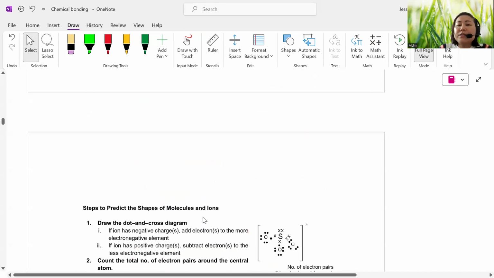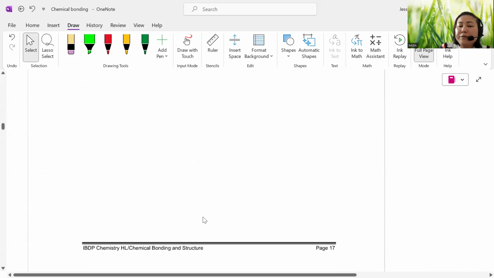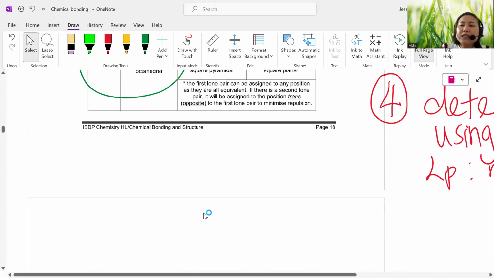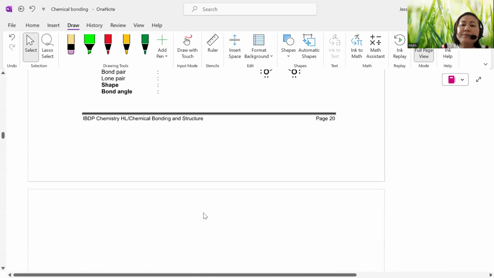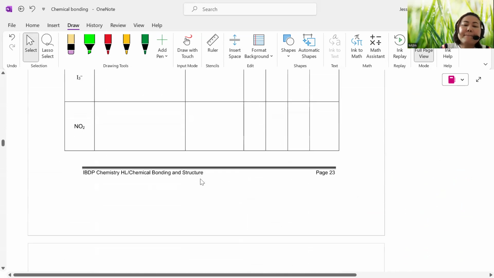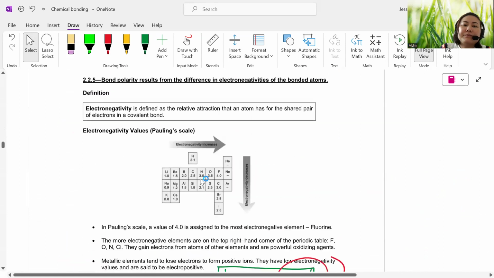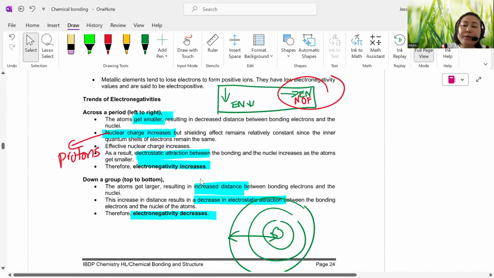All right, so let's move on to the next term that we're going to look at. So we are moving away from the VSEPR first to look at the different terms. Okay, moving on to page 24.